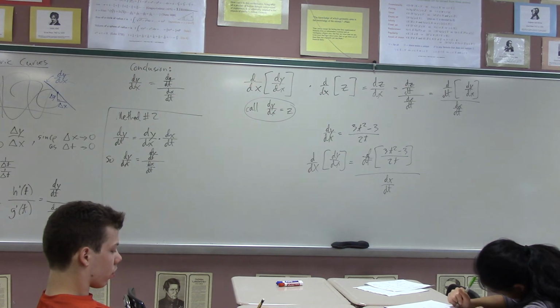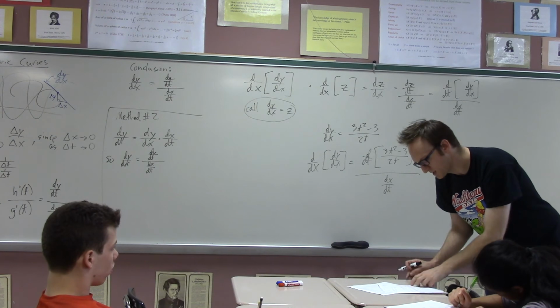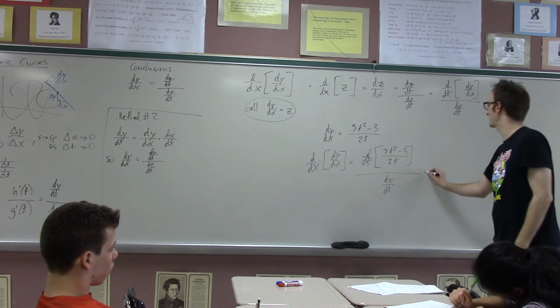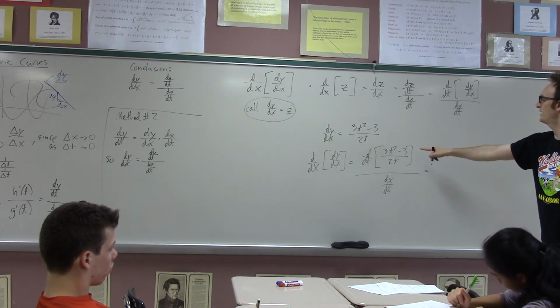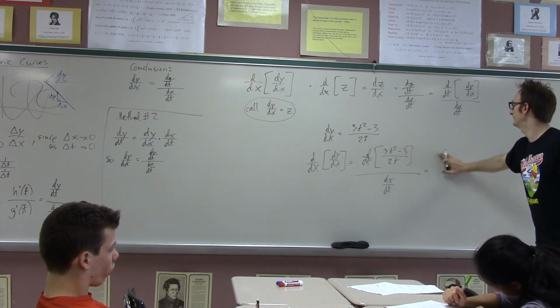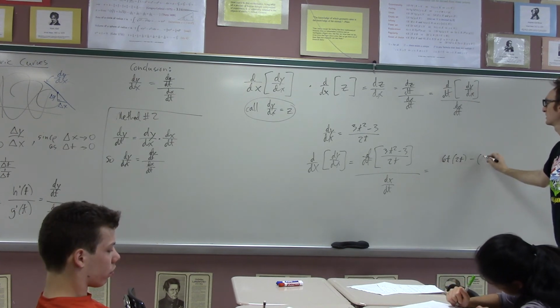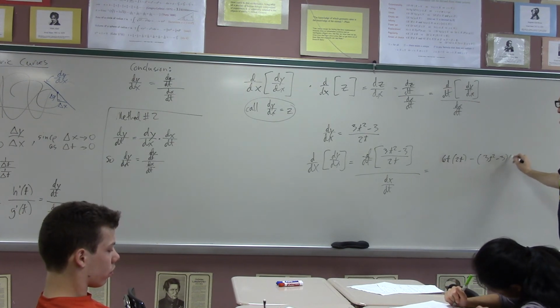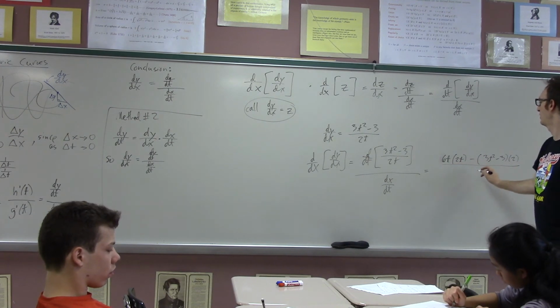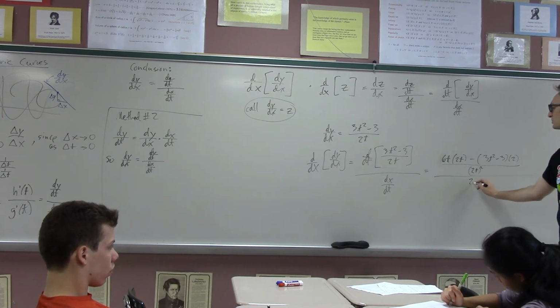Which is just 2t. We're running out of time, so I'm just going to tell you the answer to this. I didn't even write it down. I guess I have to do it really fast. So I'm going to do the quotient rule up here: the derivative of the top times the bottom, minus the top times the derivative of the bottom, over the bottom squared, and then all over another 2t.